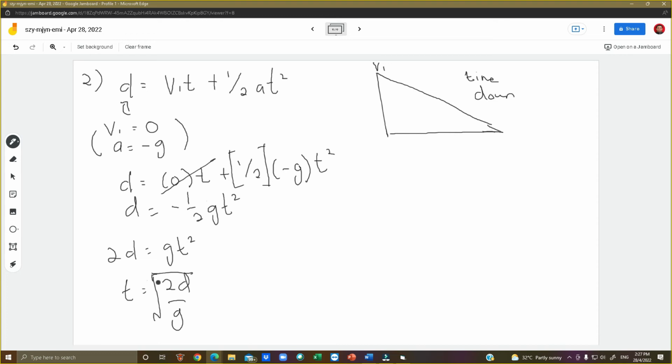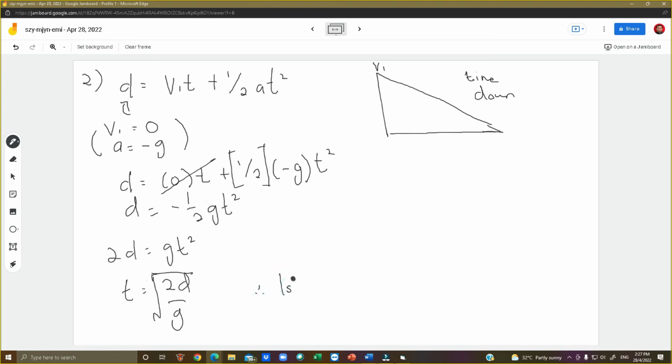Did I miss out anything? Wait. V1 equals 0, we slash that one. D equals half AT squared, negative half GT squared. We substitute that one, we have 2D over GT squared. And finally, T equals the square root of 2D over G. Okay. Right. This is the first part for T down.